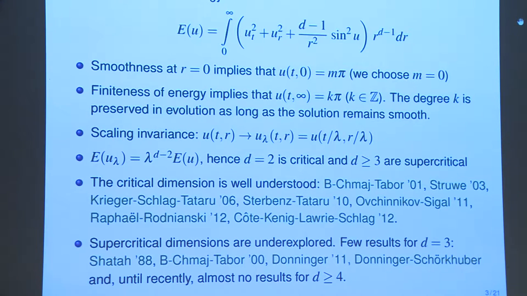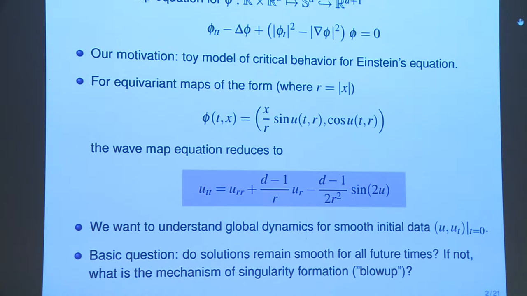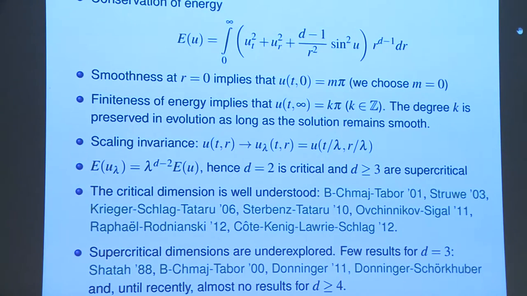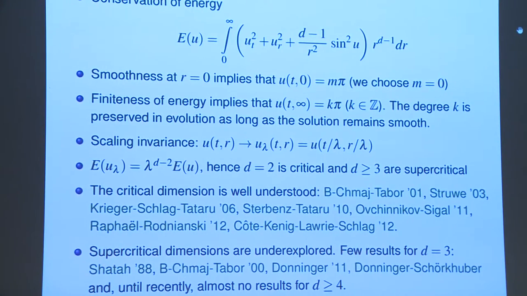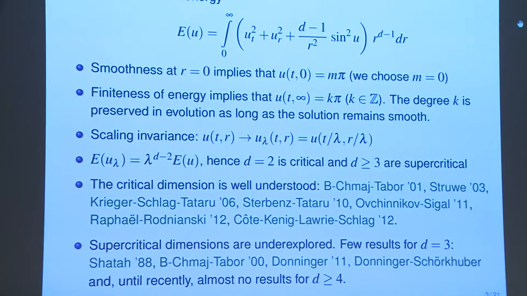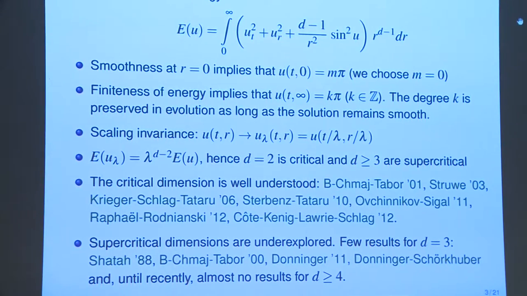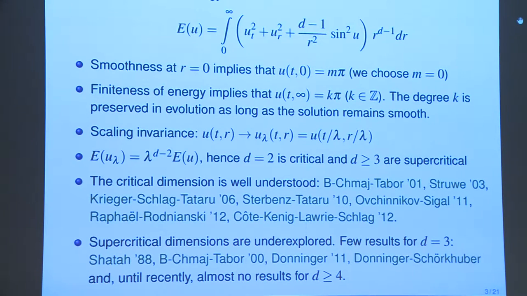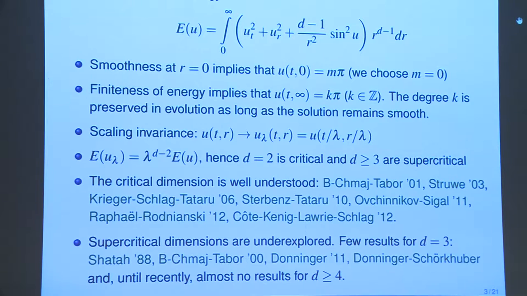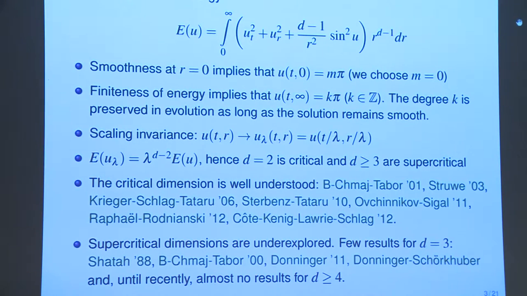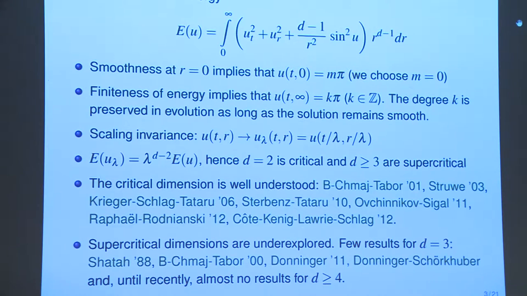This means that the Cauchy problem breaks into infinitely many topological sectors, labeled by this integer k. The second important feature of this equation, which is obvious from the equation, is scale invariance. If I rescale time and r by a positive constant lambda, then I get a solution. And if you look at how energy scales under this rescaling, you see that energy scales as a homogeneous function of degree d minus 2. So dimension 2, in which energy does not see the scaling, is critical, and dimensions 3 and higher are supercritical.